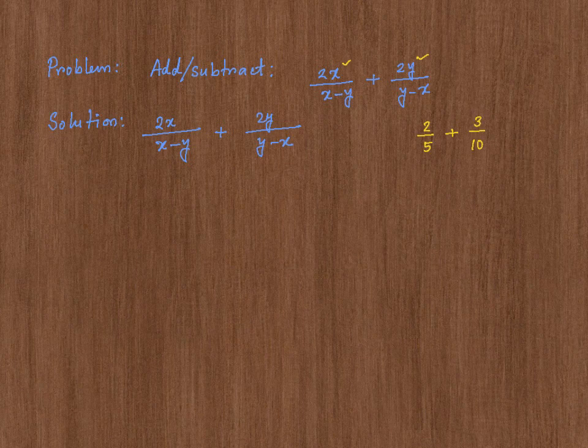Now, when we are adding two fractions, we need to make sure that the denominators are the same. That means we need to find the LCD. What is the LCD of 5 and 10? Obviously, the LCD is 10. So this fraction already has 10 in the denominator, however, the first fraction does not. So we need to make sure that the first one does as well.